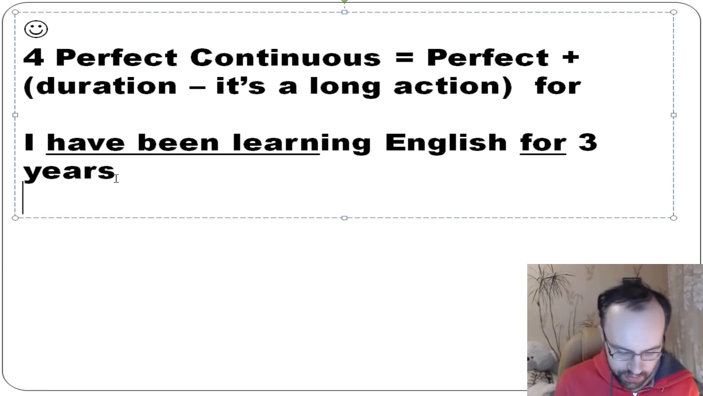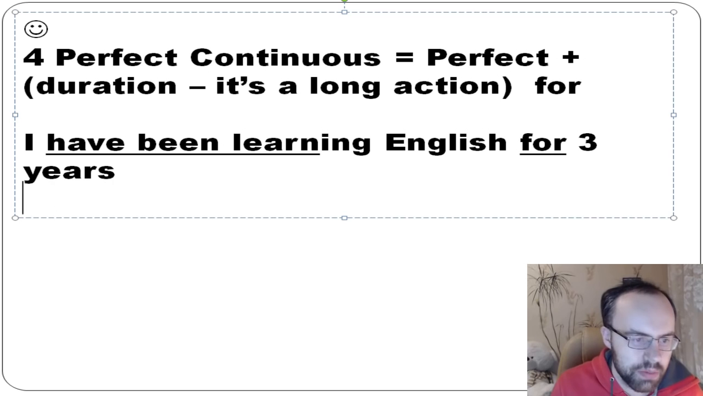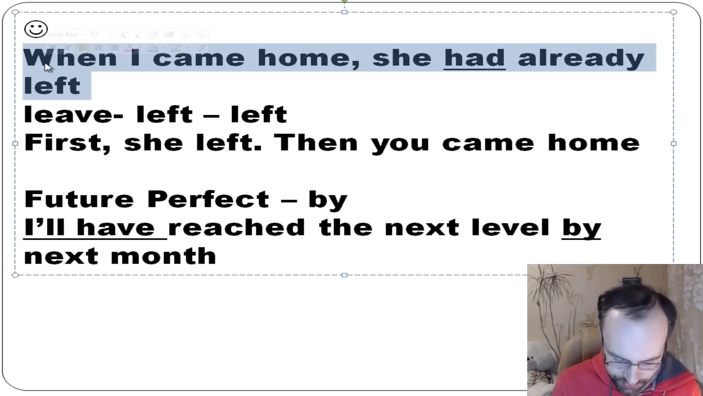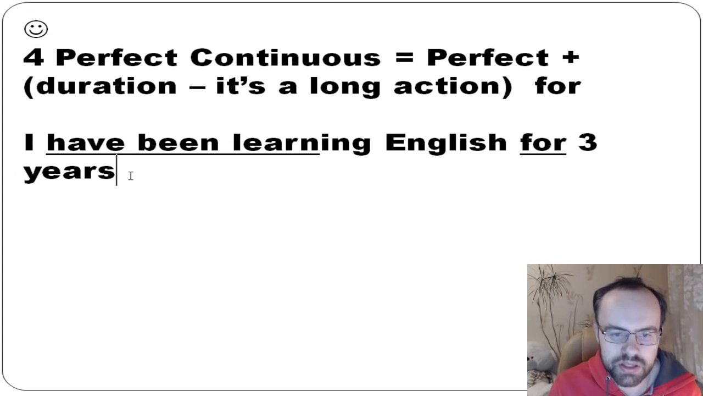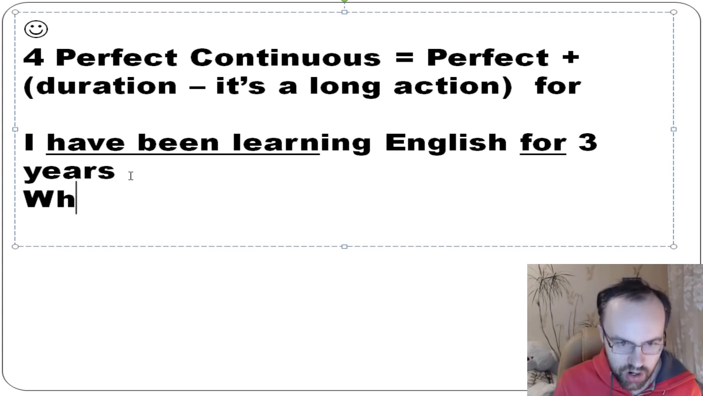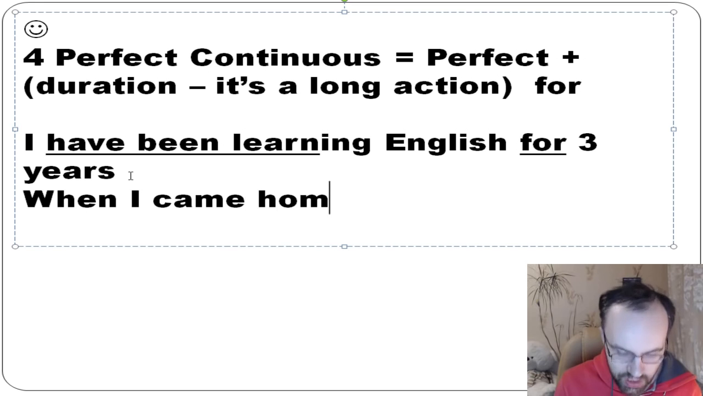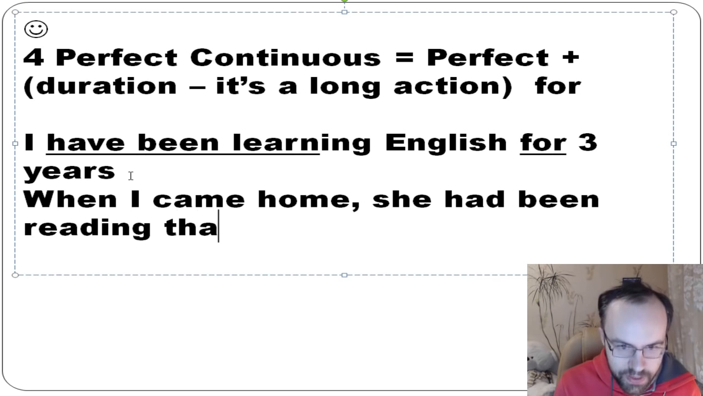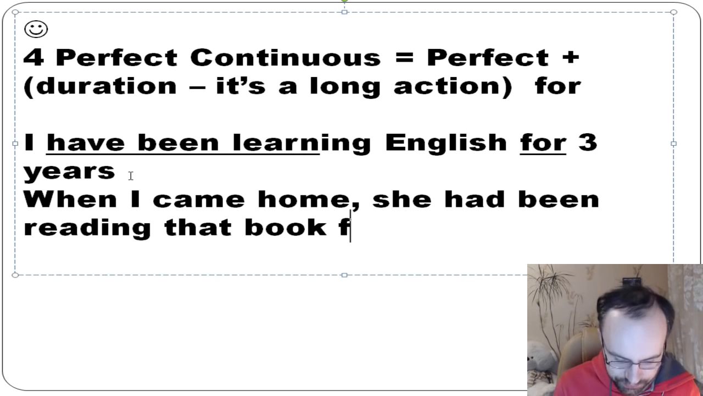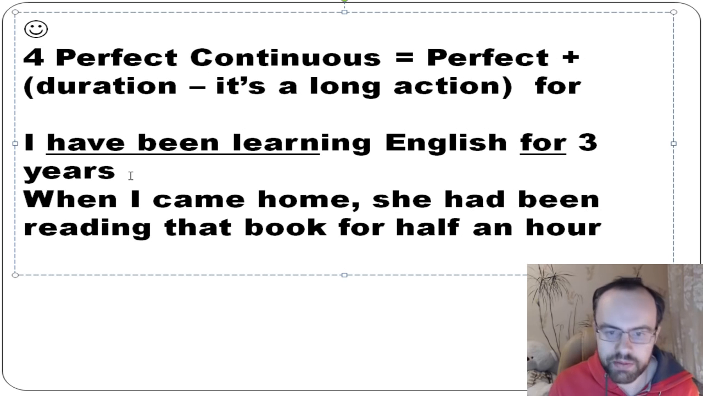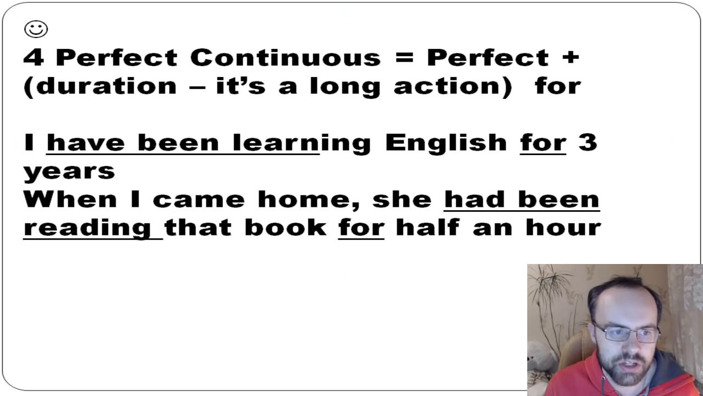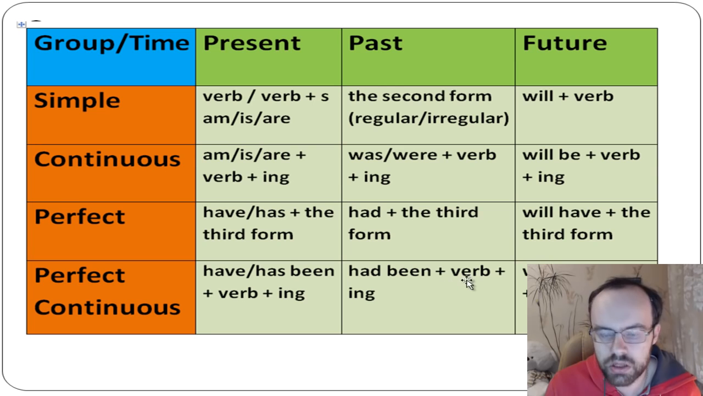For example, so you have this example, as you remember, when I came home. We can use the same structure, so I can say that when I came home, she had been reading that book for half an hour. So you see for, and it's one time before, like past perfect, but with for. So had been plus verb plus ing, and in fact it's what you see here. It's very easy to remember.